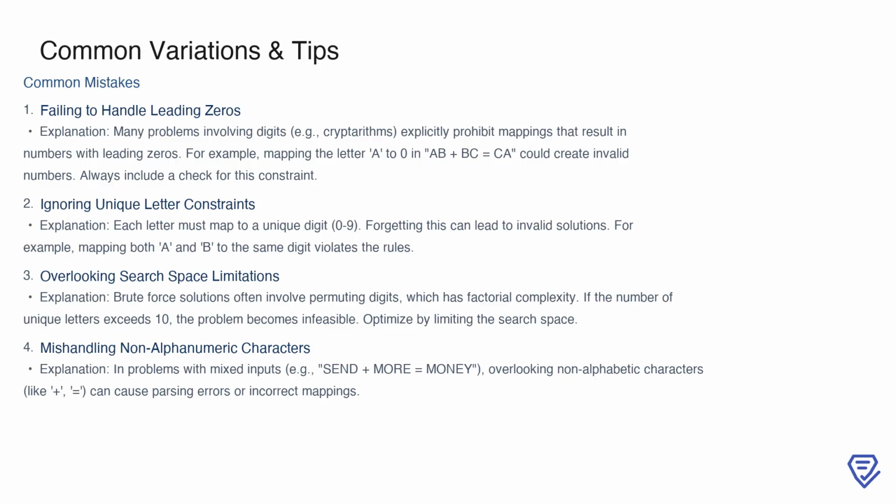Another critical point is understanding the limitations of brute force approaches. Since brute force involves permuting digits, the complexity grows factorially, and if the number of unique letters exceeds 10, the search space becomes infeasible. Lastly, be aware of non-alphanumeric characters in your input, such as plus or equal sign, as overlooking them can lead to parsing errors or incorrect mappings. Always ensure your solution accounts for these characters correctly.